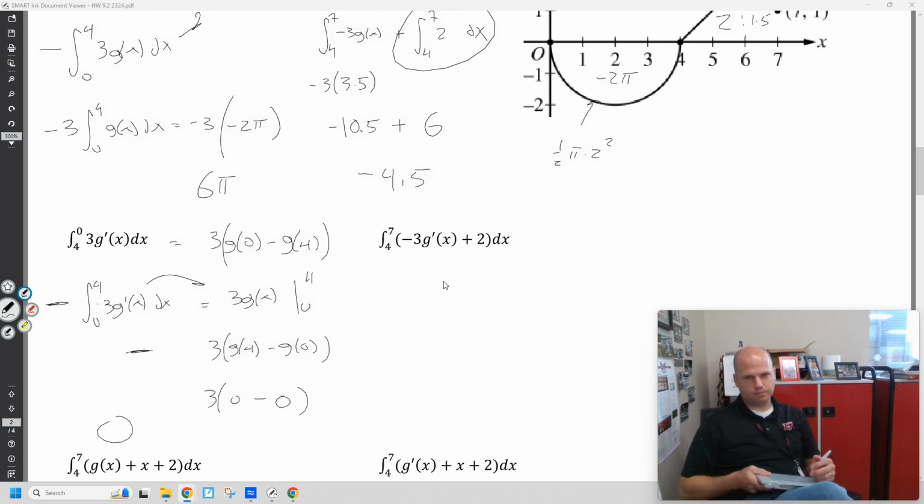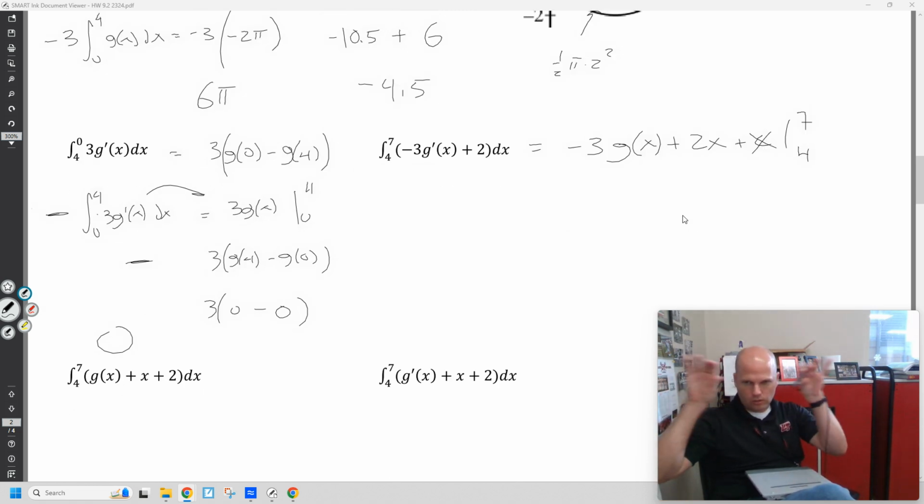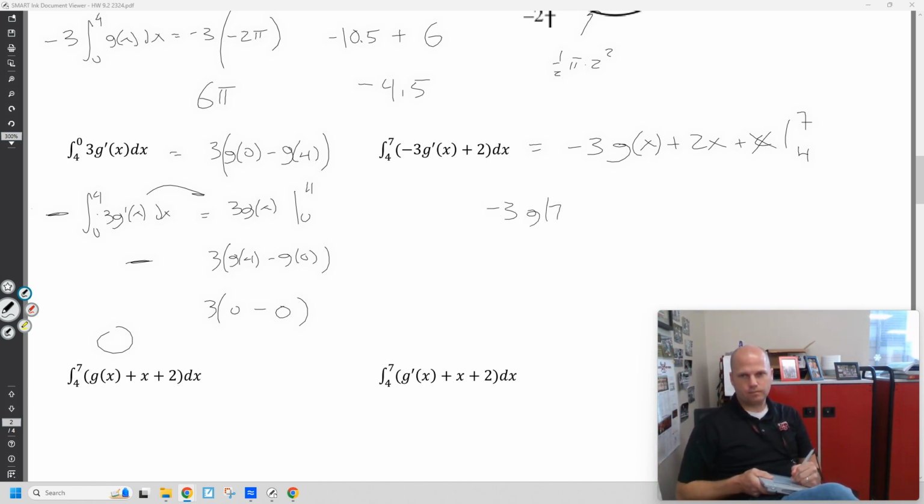This one's going to be different. So I'm going to take the antiderivative of negative 3g prime. Don't take the antiderivative of negative 3. Just leave it. It's negative 3g. Antiderivative of 2, 2x. You have a plus c. I don't know how you need it. Find the change. This is the whole values subtracted gives us our accumulation. This is the fundamental theorem of calculus.